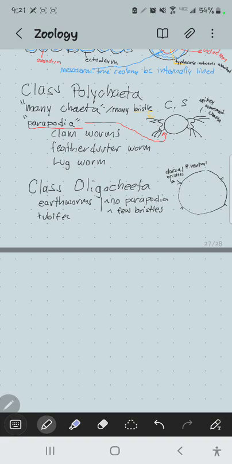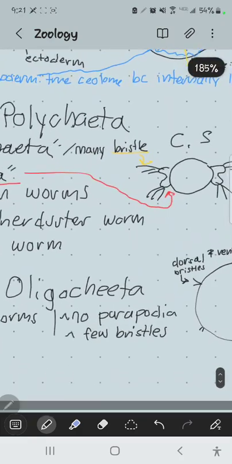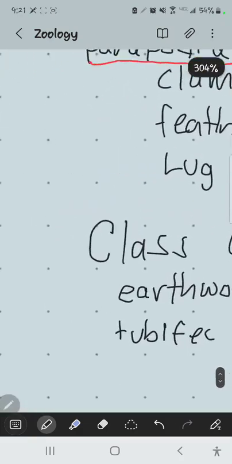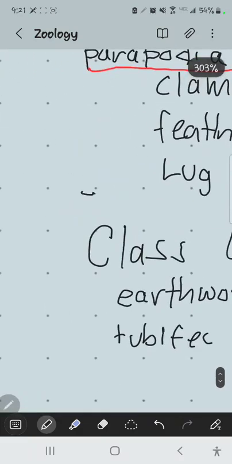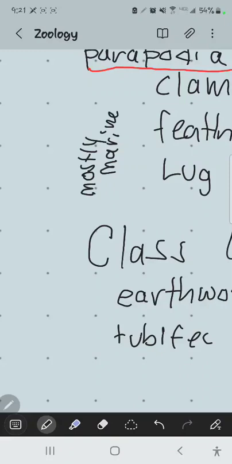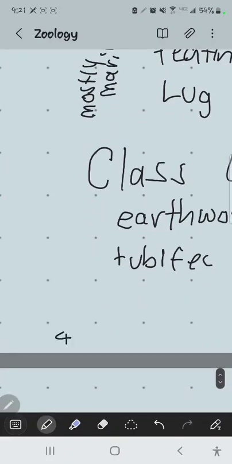These are all freshwater. Let me move my slide here. These are all freshwater or semi-terrestrial. So they really aren't truly terrestrial because they need to live in the soil to survive. So freshwater and semi-terrestrials, they live in wet environments basically. But there's no marine oligochaetes at all.